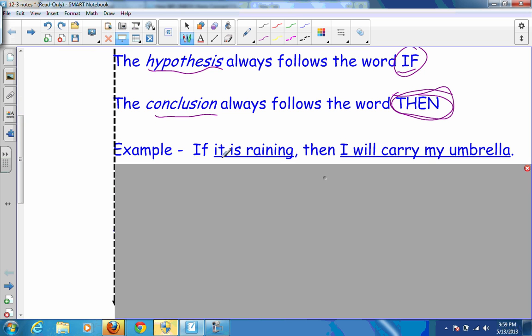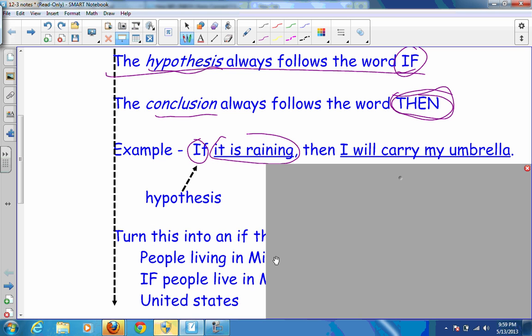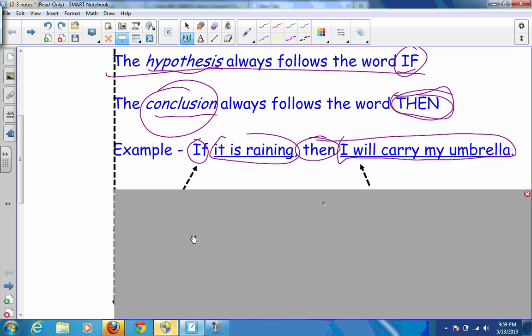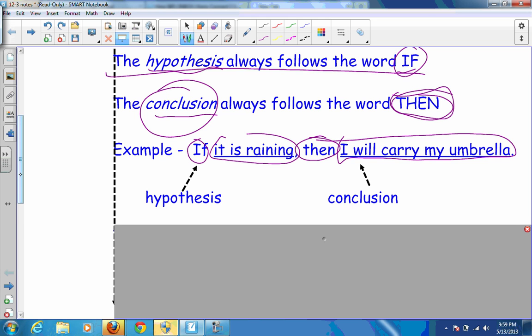If it is raining, then I will carry my umbrella. Well, here's the word if. That must mean, according to this, that this is our hypothesis. And if you look, yep, it is our hypothesis. Here's the word then. That must mean that this is our conclusion. So the hypothesis, or our circumstance here, is it is raining. What do we do when it's raining? I will carry my umbrella. So that's our statement, hypothesis and conclusion.